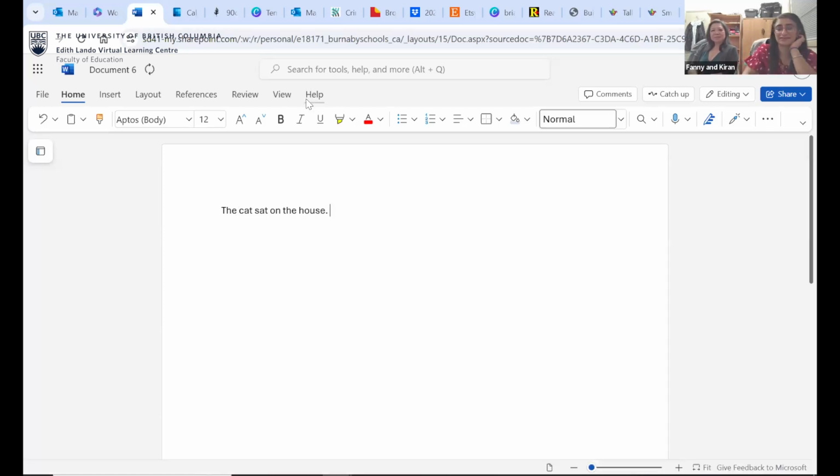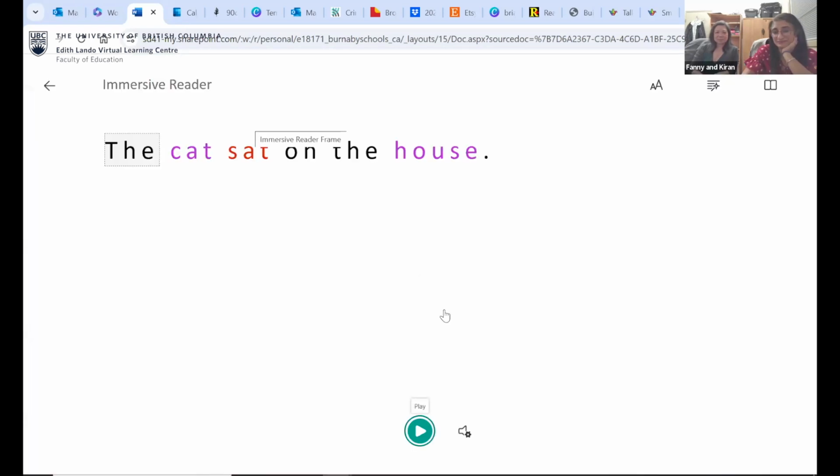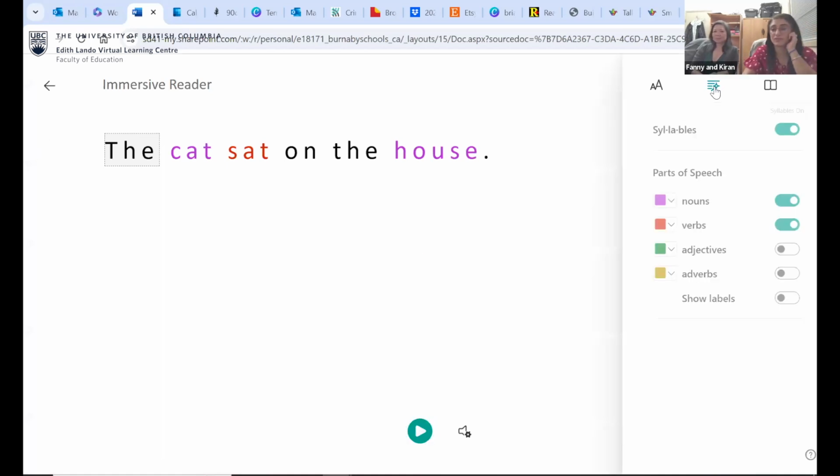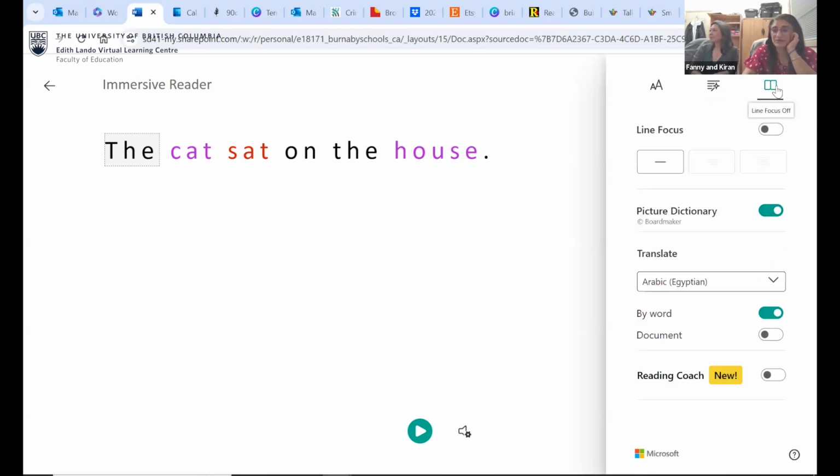Okay, I'm just doing a really simple sentence. The cat sat on the house. And so you need to be in the Microsoft Word online version, and you go to the View tab and then you click on Immersive Reader. And once you're here, you can play around a lot with the different settings. So you can turn parts of speech on or off if you wanted to color code. That's one option. You could also go to reading preferences, turn on the picture dictionary and turn on the translate option. So you can choose to translate by word.